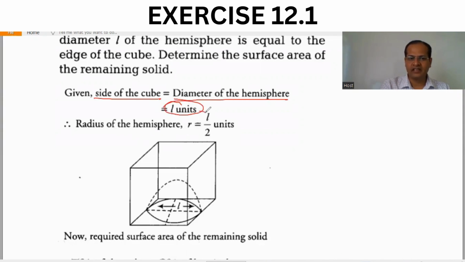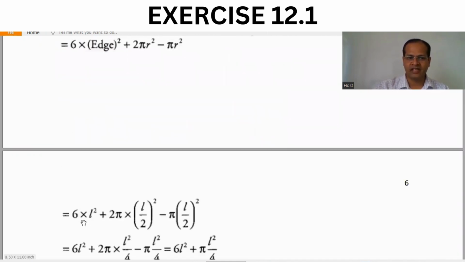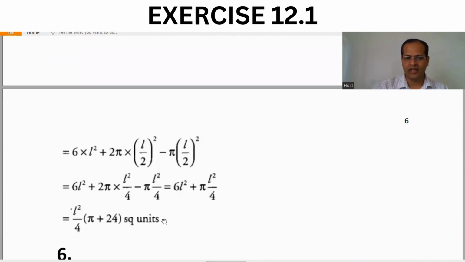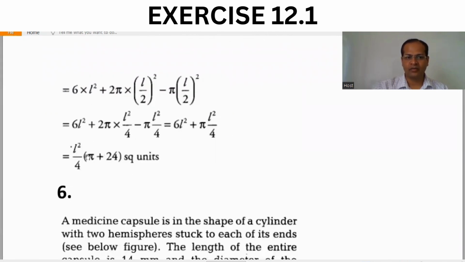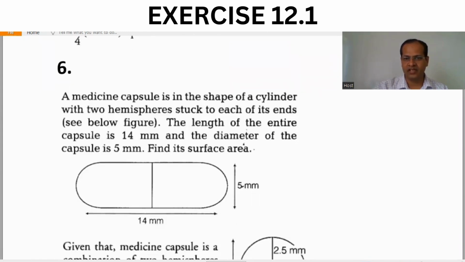Now the radius of the hemisphere is L by 2. Now the surface area of the remaining portion we can find out just by the total surface area of the cube, that is 6 into edge square, plus the curved surface area of the hemisphere, which is 2 pi R square, minus the area of the circular base of the hemisphere. So it is 6 into L square plus 2 pi (L by 2) whole square minus pi (L by 2) whole square. We just calculate, and we get the result, L square by 4 times (pi plus 24) square unit. Now next question, we will see question number 6.